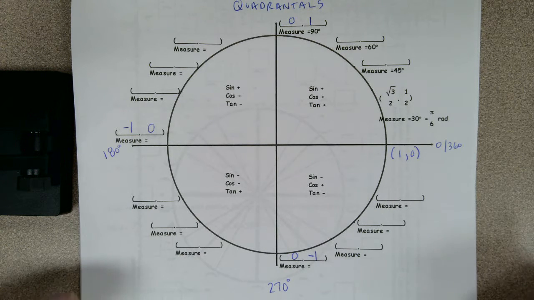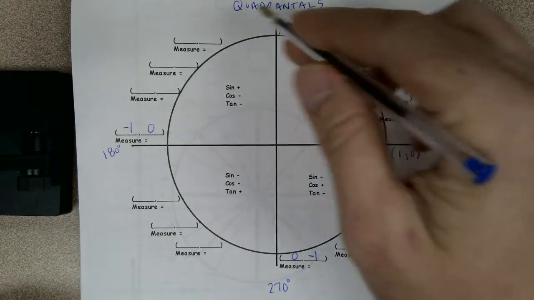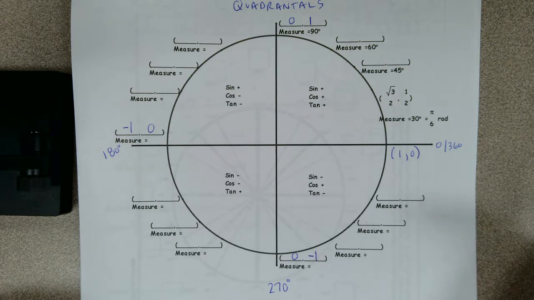Now today we're not filling in the full unit circle. That's something we're going to do next week, since we're focusing just on the quadrantals. But eventually we will fill in these other values, and we'll show you how that's helpful to us in terms of our pictures and as we move forward.